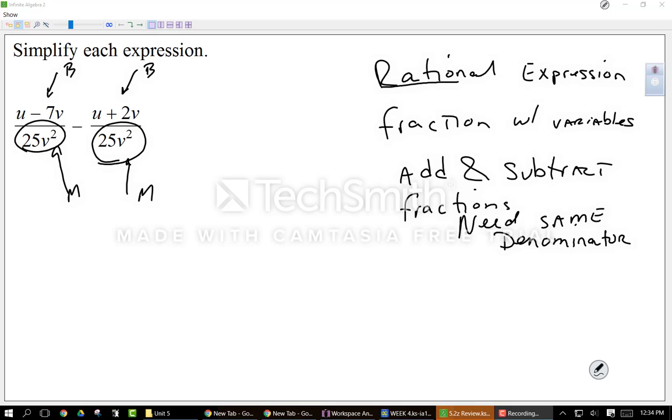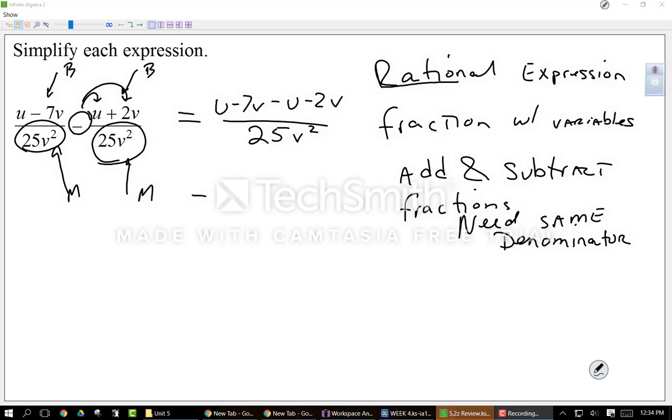Because my denominator is the same in both fractions, my denominator at the end is going to be 25v squared. Now, up top, what happens? My u minus 7v is going to stay there. That's going to remain there. It doesn't change. But then I have a negative in front of my second fraction. That negative acts as the distributive property and distributes through that binomial. So it's now a minus u minus a 2v.